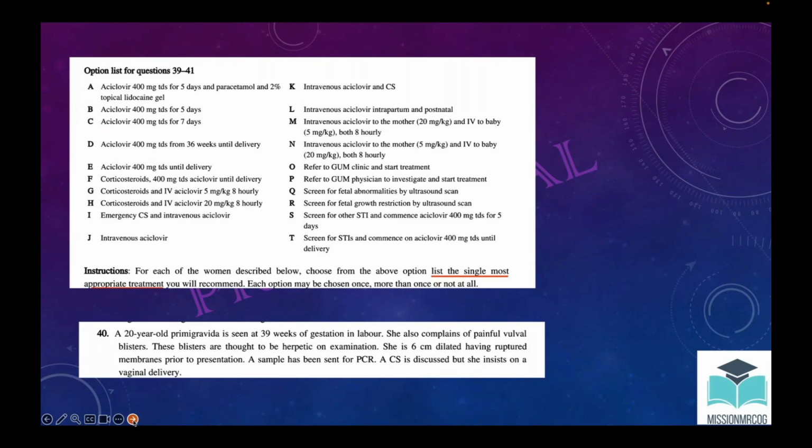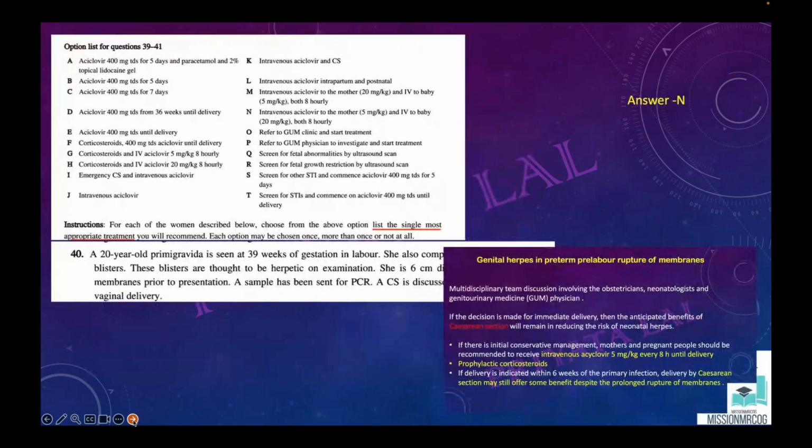Which is the answer? Yes. So it is a lower dose to the mother, that is 5 milligram per kilogram of body weight, and it is a high dose to the baby, that is 20 milligram per kilogram of body weight.